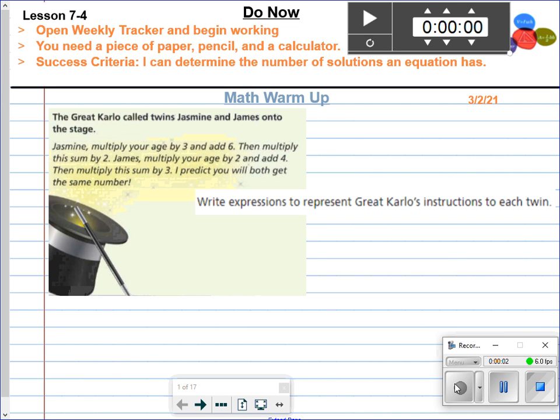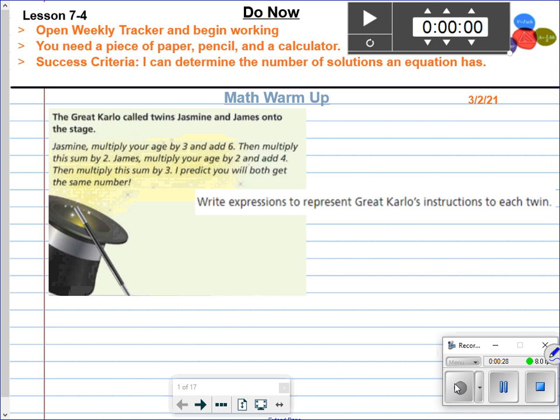So today we're going to be doing lesson 7.4. We're going to be talking about the different numbers of solutions. There's infinitely many solutions, so that means any number could be a solution. There's no solution, and then there's one solution. And we've been dealing with one solution this whole time. We've been finding one solution to the answer, where now we can figure out that sometimes there's no solution, sometimes there's multiple. Okay? So let's start with our warm-up.